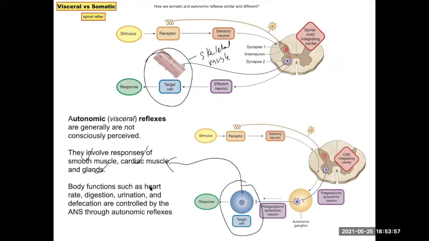All right. Heart rate, you can't directly control your heart rate. You can't control how fast your food digests. Of course, you can control urination when you pee and defecation and stuff, but that'll be through these skeletal muscle sphincters that are going to be on top of your visceral smooth muscle sphincters. Right? But all the reflexes themselves are controlled through these autonomic reflexes.